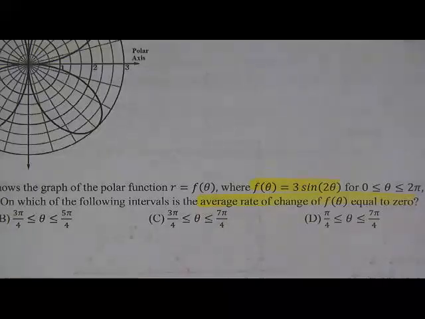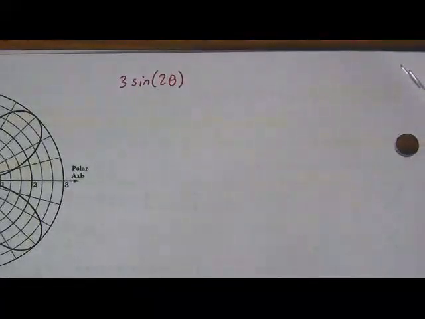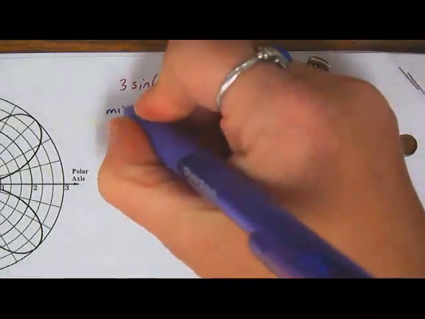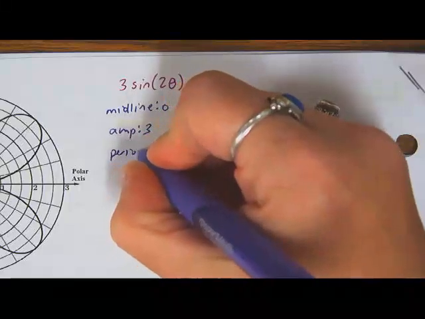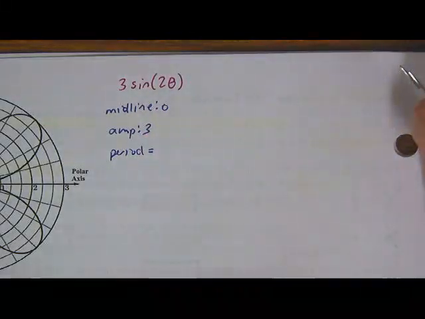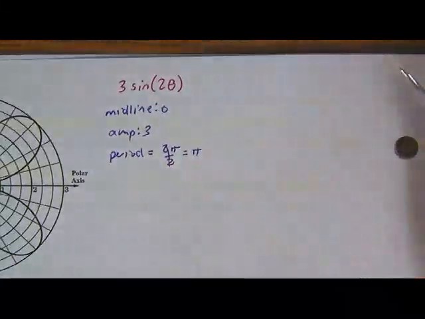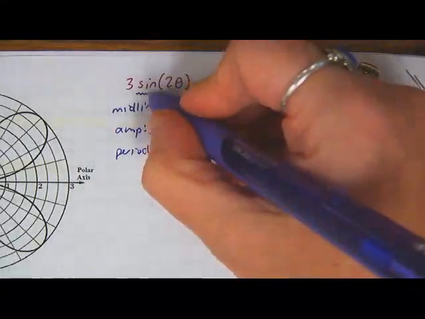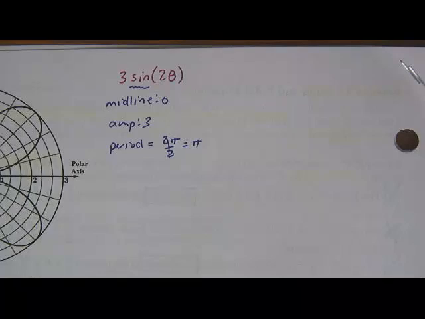Now, you have to be able to graph this. You have to be able to take 3 sine of 2 theta, pick it apart, and draw it out. Midline, 0, amplitude, 3, period, pi, 2 pi over 2 is pi. Excellent. And then, has it been reflected? Do we start on or above the midline? On. Pause for just a second before you start drawing.